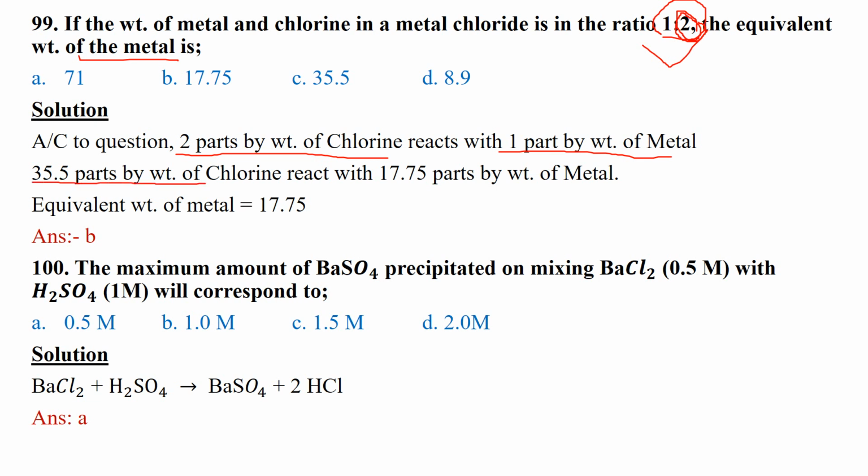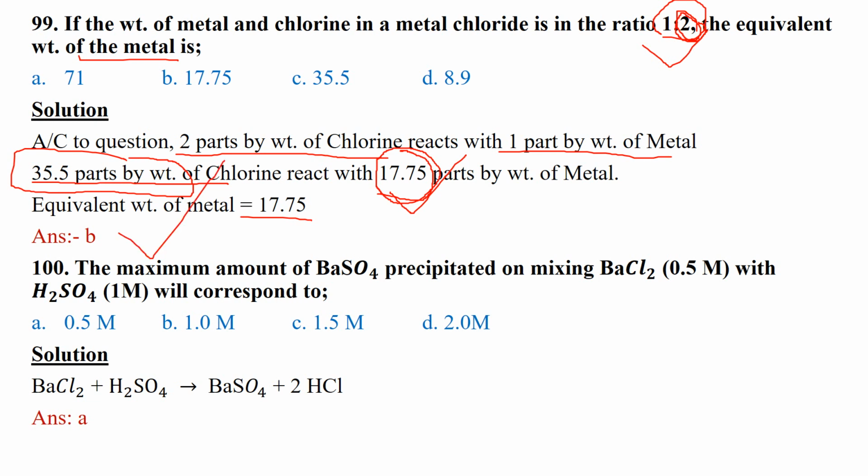Then 35.5 parts by weight of chlorine react with 17.75 parts by weight of metal. This 17.75 is the equivalent weight of the metal. So the equivalent weight of the metal is that weight which combines with 35.5 parts by weight of chlorine.